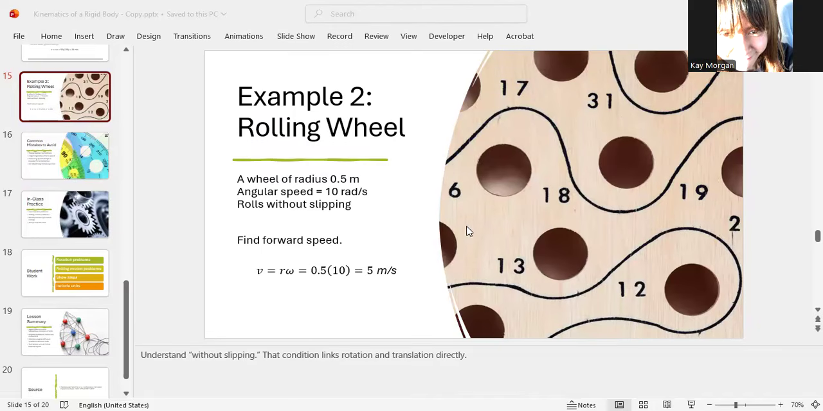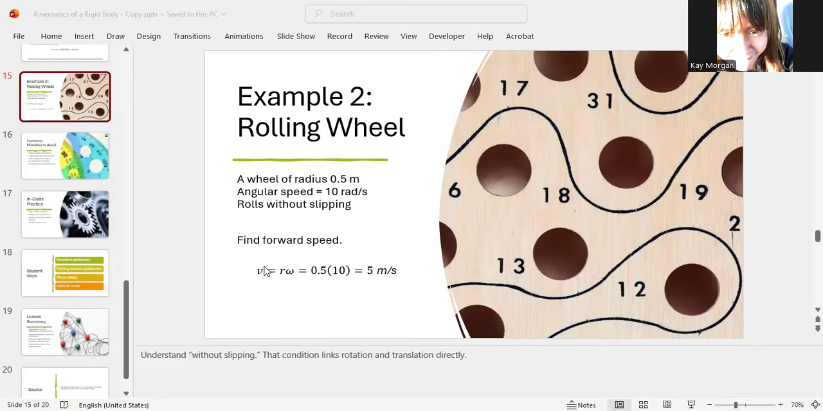Let's take a look at example 2. Our example is a rolling wheel. Let's see what the problem is giving us. We have radius 0.5 meters and angular speed 10 radians per second. And the problem says the wheel rolls without slipping. Rolling without slipping is your major point. It means there is a direct relationship between the wheel's rotation and its forward motion.